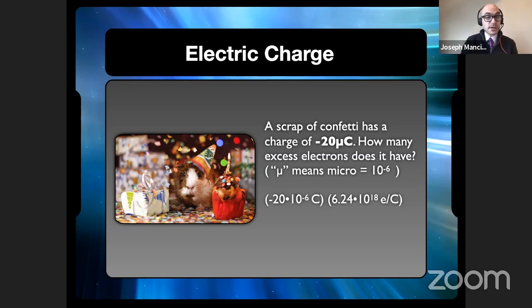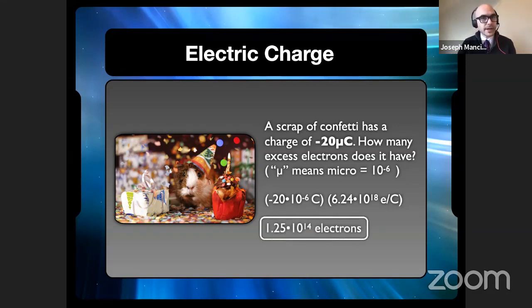Well, 20 microcoulombs times 6.4 times 10 to the 18th electrons per every coulomb, and there's 20 millionths of a coulomb there, says that's a whole lot of electrons. That's 1.25 times 10 to the 14 electrons, or 100,000 billion electrons. That's a lot of them. And that's not an unreasonable charge for a piece of confetti to have.